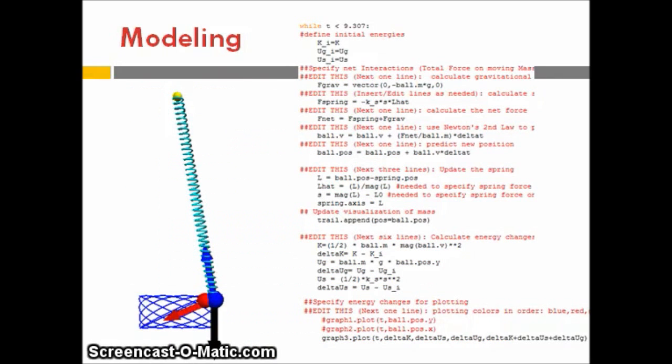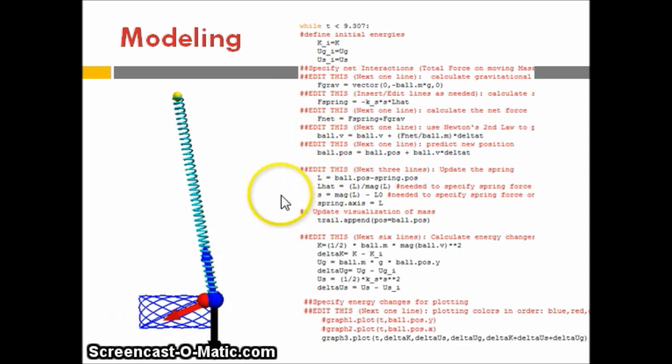This is the loop I used to carry out the calculations. Newton's second law allowed me to identify and define the following variables. The force of gravity is defined here and is represented by the black arrow in the model. The spring force is defined here and is represented by the blue arrow in the model. The net force, Fnet, is just the spring force plus the gravitational force and is represented by the red arrow.